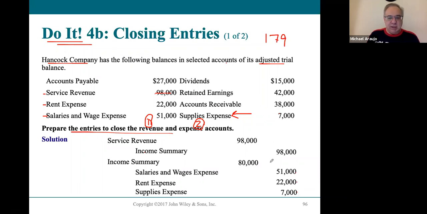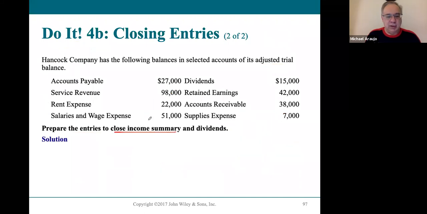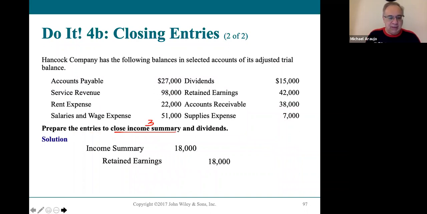Okay. So look what's sitting in income summary. Income summary is going to look like your income statement: $98,000 of revenues, $80,000 of expenses. Can someone tell me what the profit is? $18,000. The difference is going to be the net income. Guess what? That's your third entry. Close your income summary account. You don't need it anymore. So we take the profit of $18,000 out of income summary on the debit side and move it to retained earnings on the credit side. Crediting retained earnings with the net income makes perfect sense.